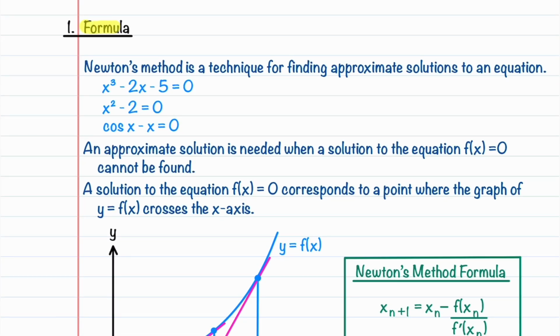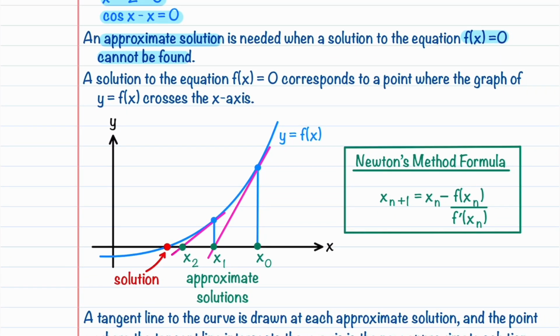Let's start by learning about Newton's method and the formula that you'll need to use. Newton's method is a technique for finding approximate solutions to an equation. Newton's method can be used to solve polynomial equations, to find the root of an equation, or to solve a trigonometric equation. The reason that we need to find approximate solutions is sometimes a solution to the equation f of x is equal to 0, like the ones up above, can't be found.